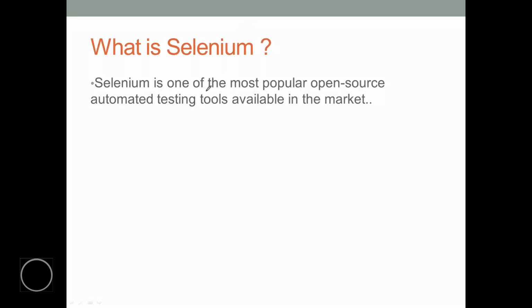Selenium is one of the most popular open source automated testing tools available in the market. What is open source? By open source we mean it is completely free. You don't have to buy any license for that. You don't have to pay any subscription fee for that. Just go to the website, download it and start using it. That's what it means to be open source. Automated testing tools. In the last slide, we talked about how in automation testing, we use some sort of software. So Selenium is that software which we will be using to test our applications using automation. Selenium is going to help us automate our applications.